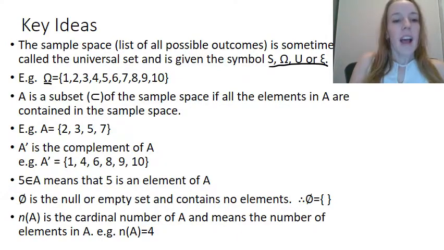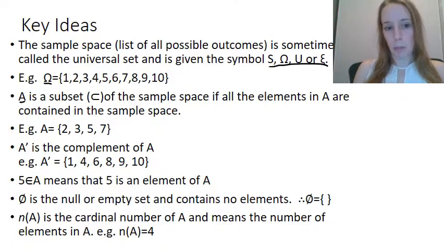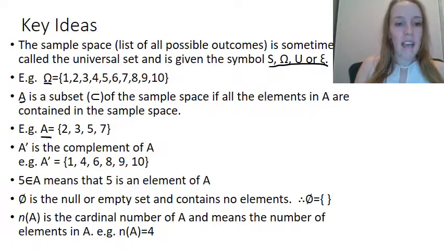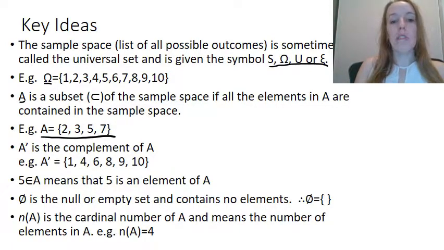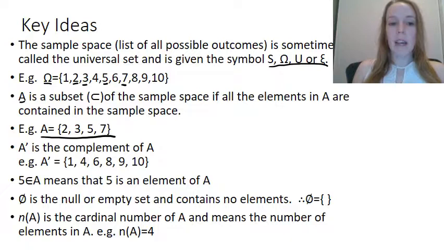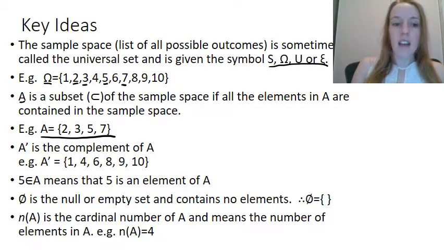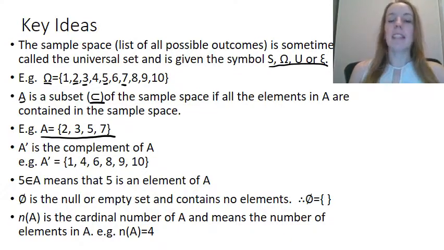So A is a subset of the sample space if all the elements in A are contained in the sample space. For instance, A could be 2, 3, 5, and 7, and you can see 2, 3, 5, and 7 all appear in our sample space. So A is a subset of our sample space. Now you can see we've got a funny symbol here that looks like a squished down C. That's the symbol we use for subset.